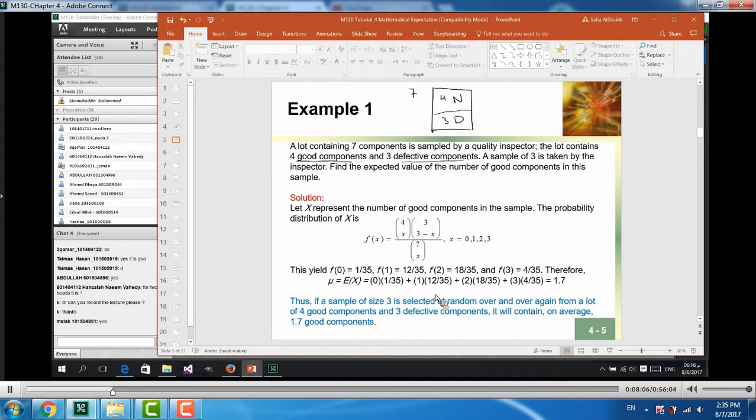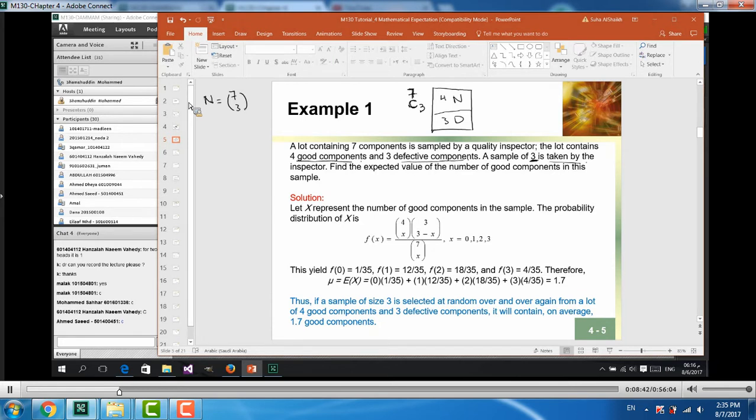Now a sample of 3 is taken. So out of the 7, I'm taking 3. Is this a combination or permutation? Am I using the C or the P here? Combination, the C, right? Because the order is not important. I'm choosing components, devices and things, right? So the order is not important. So the overall size of the experiment, the capital N, is 7 choose 3. This is the overall that I need to divide by all the time.